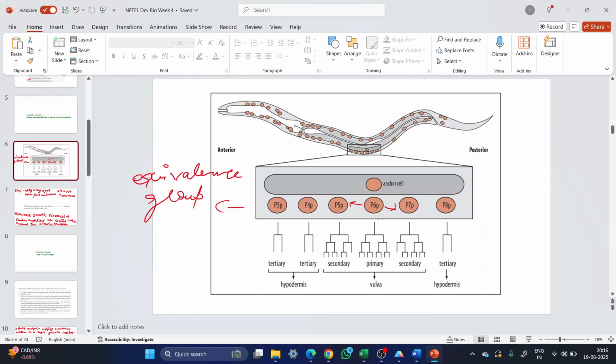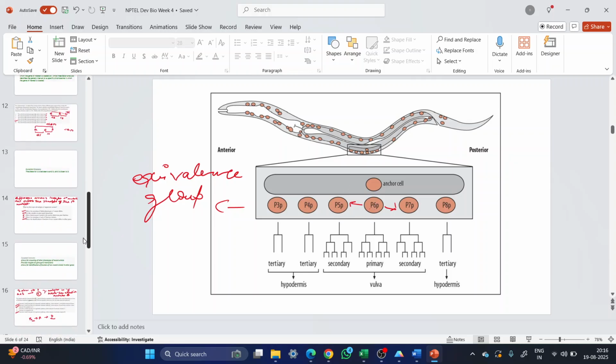And P3, P4 and P8, they do not receive any inductive signal from the anchor cells and therefore they become the tertiary because they are not getting induced. Okay, so basically anchor cells are inducing these primaries, these vulval precursor cells. This is an example of induction. Okay, so there it is primary, secondary and tertiary.